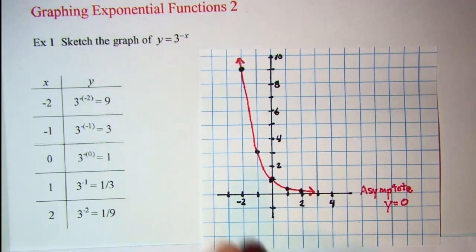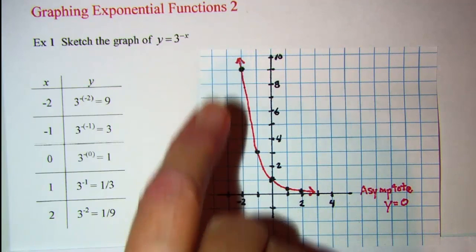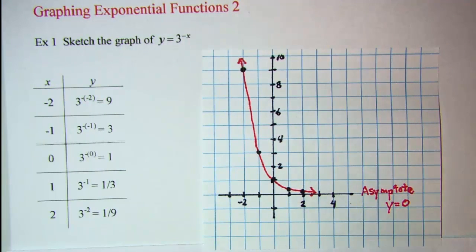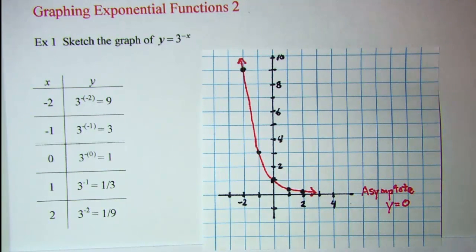And you can see then that we have an exponential decay graph. Anytime our variable is in the exponent, we know that we're going to have either an exponential decay or an exponential growth graph. It will never be like a straight line.